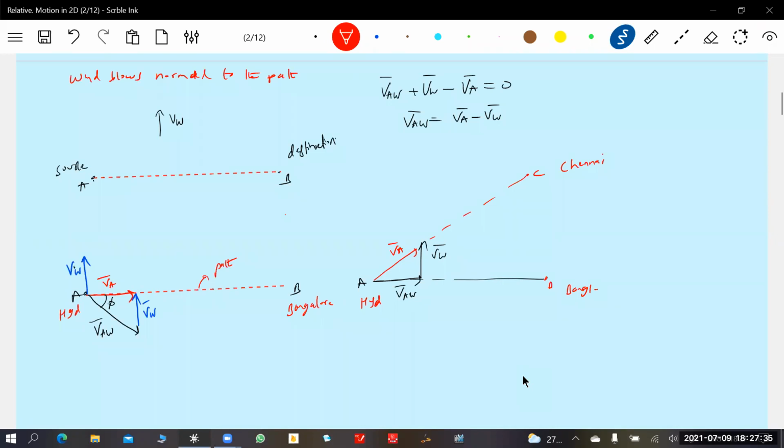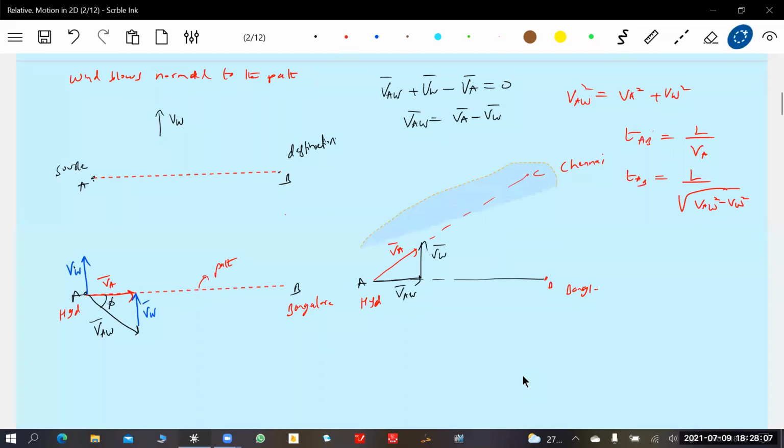What about the time taken in this case? Time taken as usual. It will be VAW square equal to VA square plus VW square, no? Then the time taken to move from A to B should be equal to L by VA. Okay, that's the time of journey.